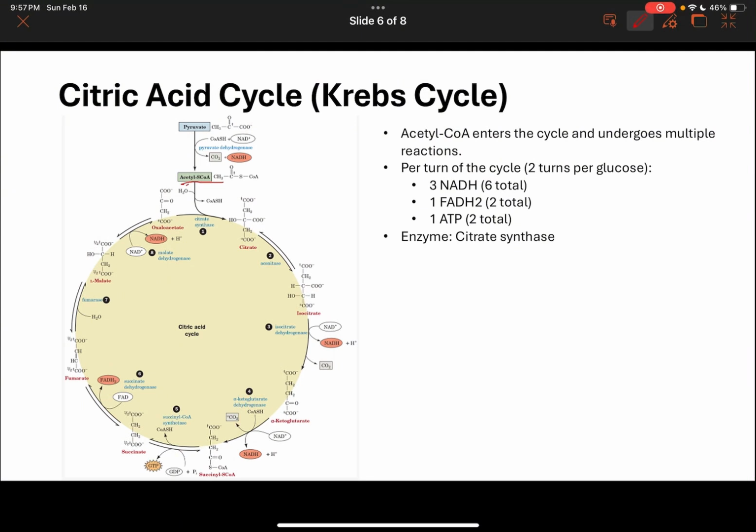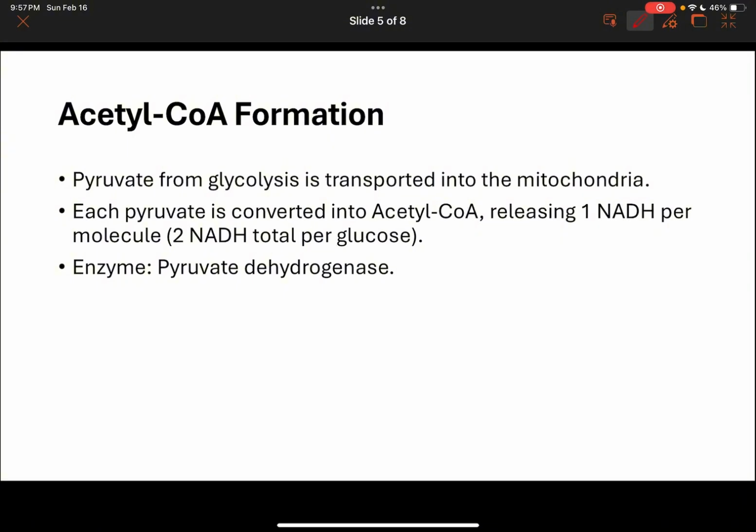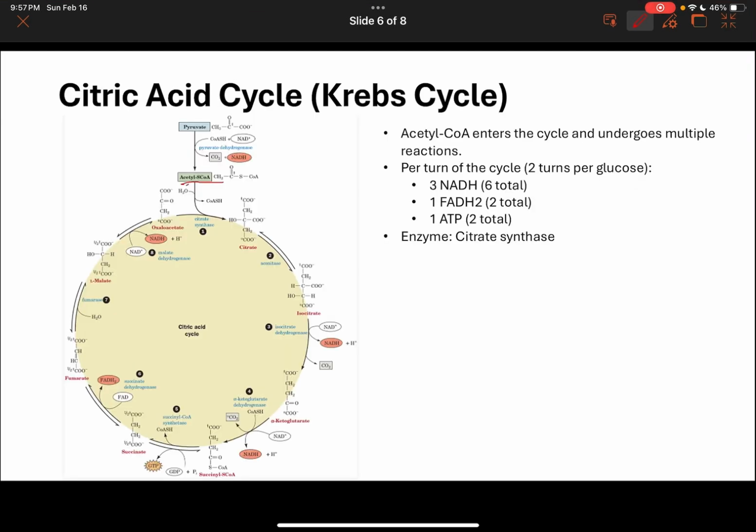This process produces NADH, which can later be used to produce more ATP. The enzyme responsible for this conversion of pyruvate is pyruvate dehydrogenase, and it facilitates the removal of a carbon from pyruvate, which releases carbon dioxide as a byproduct.